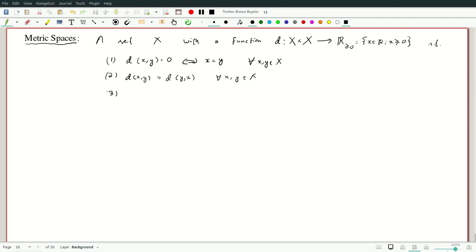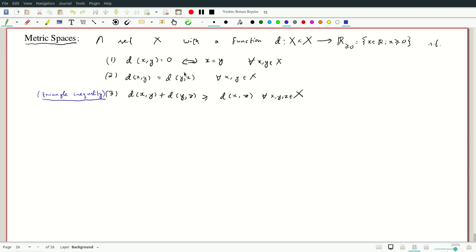And the third property, which is in some sense the key, is what is called the triangle inequality. This time for 3 points, if I look at distance between x, y plus distance between y and z, this is greater than or equal to distance between x and z, for all x, y, z belonging to the space. So the last property is called the triangle inequality, and that is the key property of metric spaces.